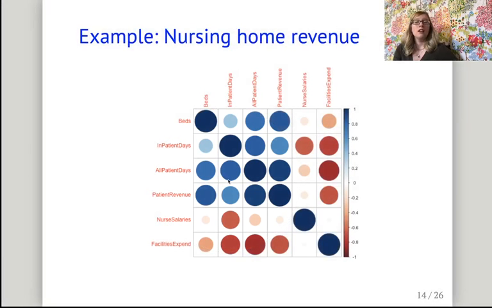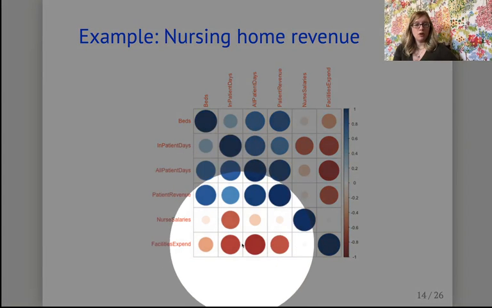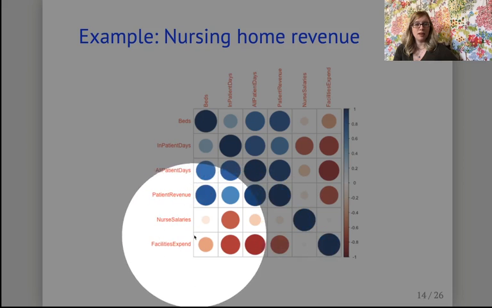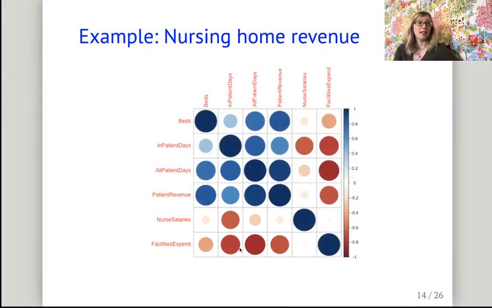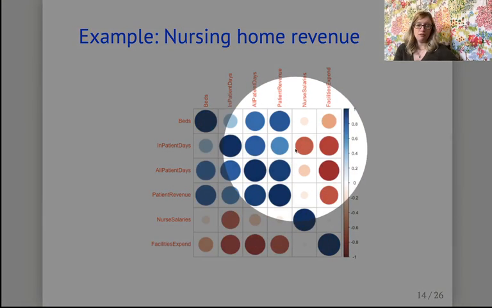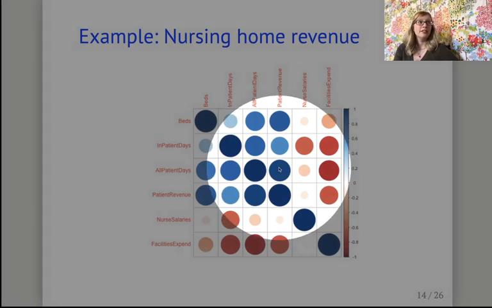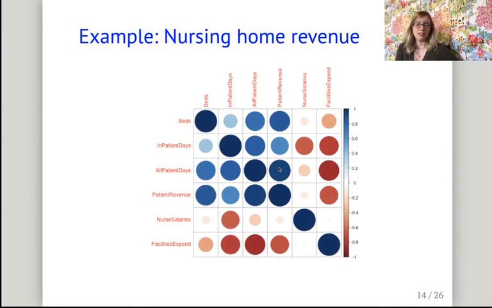inpatient days. There are also some negative correlations indicated in red. There's a negative correlation between the number of all patient days and facilities expenditures. So if we have fewer all patient days, we would be spending more on our facilities. There's also some negative relationships between nurse salaries and inpatient days. So certainly those are things that we would want to investigate further in this data set. The downside of this cor plot approach is that we haven't actually plotted these relationships.